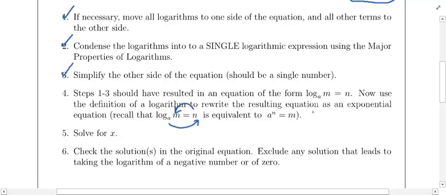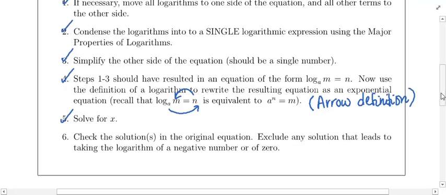So step 4 is saying once you have your equation in the format one logarithm is equal to a number, apply the arrow definition of a logarithm. That's going to get rid of the logarithm. So in step 5, you're going to be able to solve for x. Step 6, remember with exponential equations, it's not a requirement to check your solutions, but you really need to check your solutions when you're dealing with a logarithmic equation.